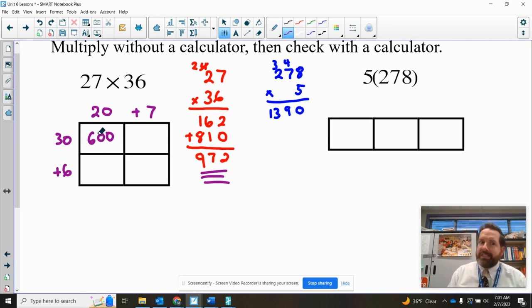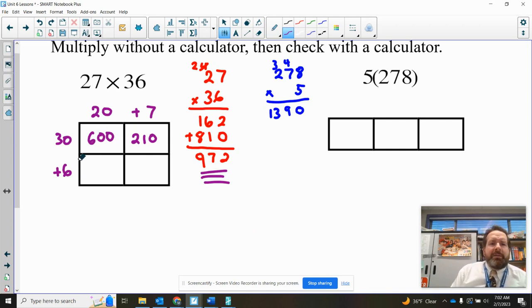Now you'll notice it's not drawn to scale. 20 is much bigger than 7, but I made the boxes the same size, so we need to use our imaginations a little bit. This next box is 30 tall and 7 wide, so the area, 7 times 30, is 210.